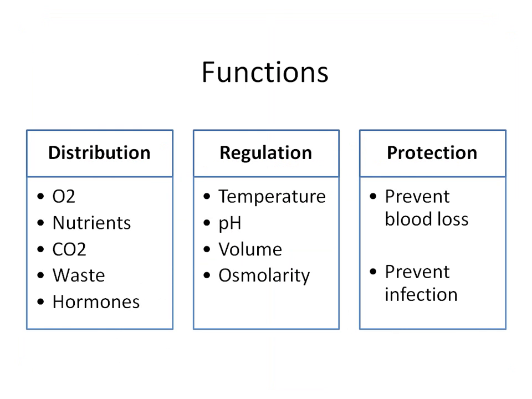So when we looked at functions of blood, you can divide them into 3 categories. And the categories are distribution, regulation, or protection. Distributive properties and functions of blood mean that you're moving or transporting something through the human body. And here you see a list of examples of things that would fall under distribution.